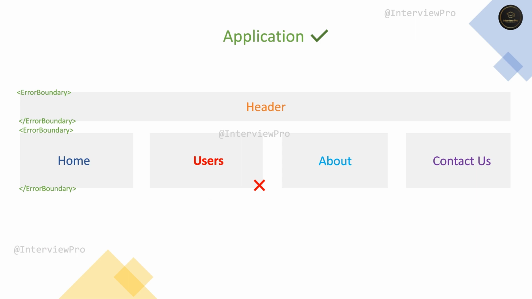This is how we can use error boundaries when your application uses routing. I hope the concept is clear.